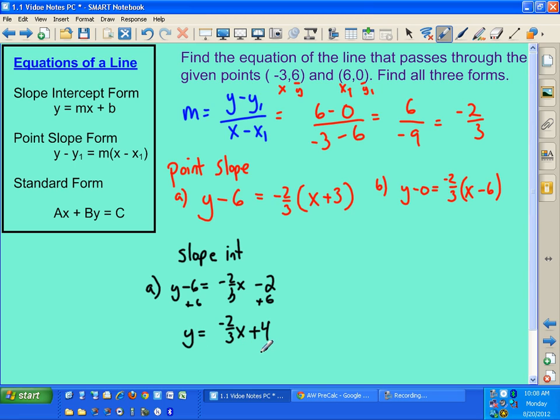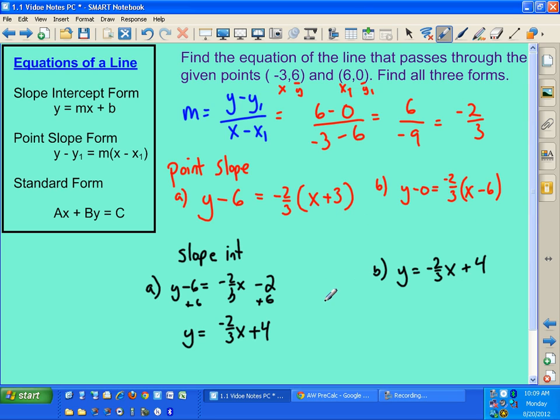Over here it would look the same, except I don't have to add for part B if I was going to use the second equation. So just to show you that I end up with the same thing, I don't have to subtract 0, so I'm really left with y equals, and if I distribute my negative 2/3, I get negative 2/3 x, and then a negative times a negative gives me positive 12 over 3, and 12 over 3 would be 4. So when I distribute, I ended up with the same equation either way, so it doesn't really matter which point you pick, you just got to pick one and plug it in.